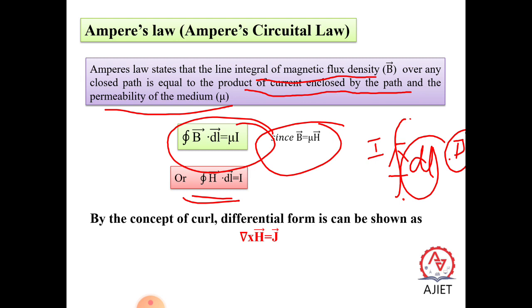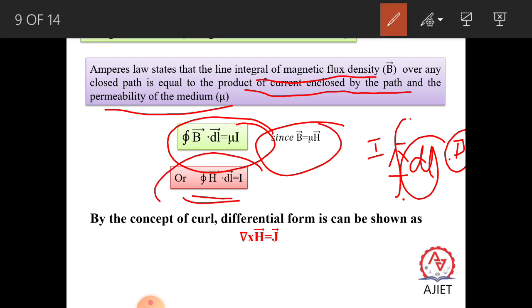Next, by the concept of curl, the same integral can be written in differential form as del cross H is equal to J, where J is called the current density, current through unit area. This is again a very, very important equation. Del cross H is equal to J.